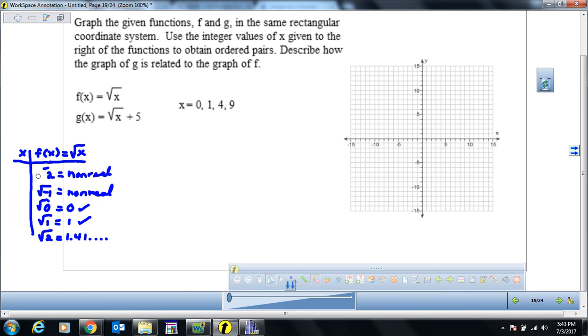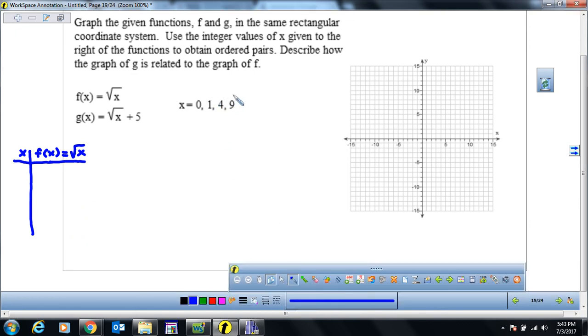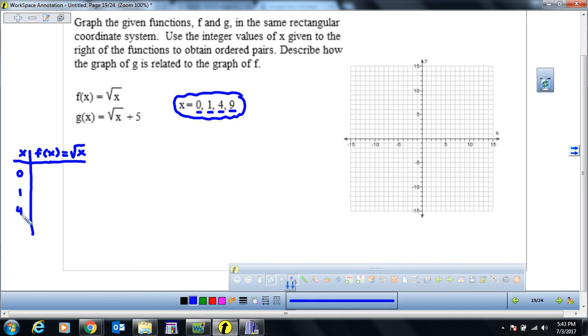But what do we know about 0 and 1? Both of those numbers are perfect squares. So when you are graphing square roots, you need to pick perfect squares. And in this problem, they give you the perfect squares that you must use, of course. 0, that was the first one that we saw work. 1, the next perfect square is 4, and the next perfect square is 9. Those are the values that we can use here: 0, 1, 4, and 9.